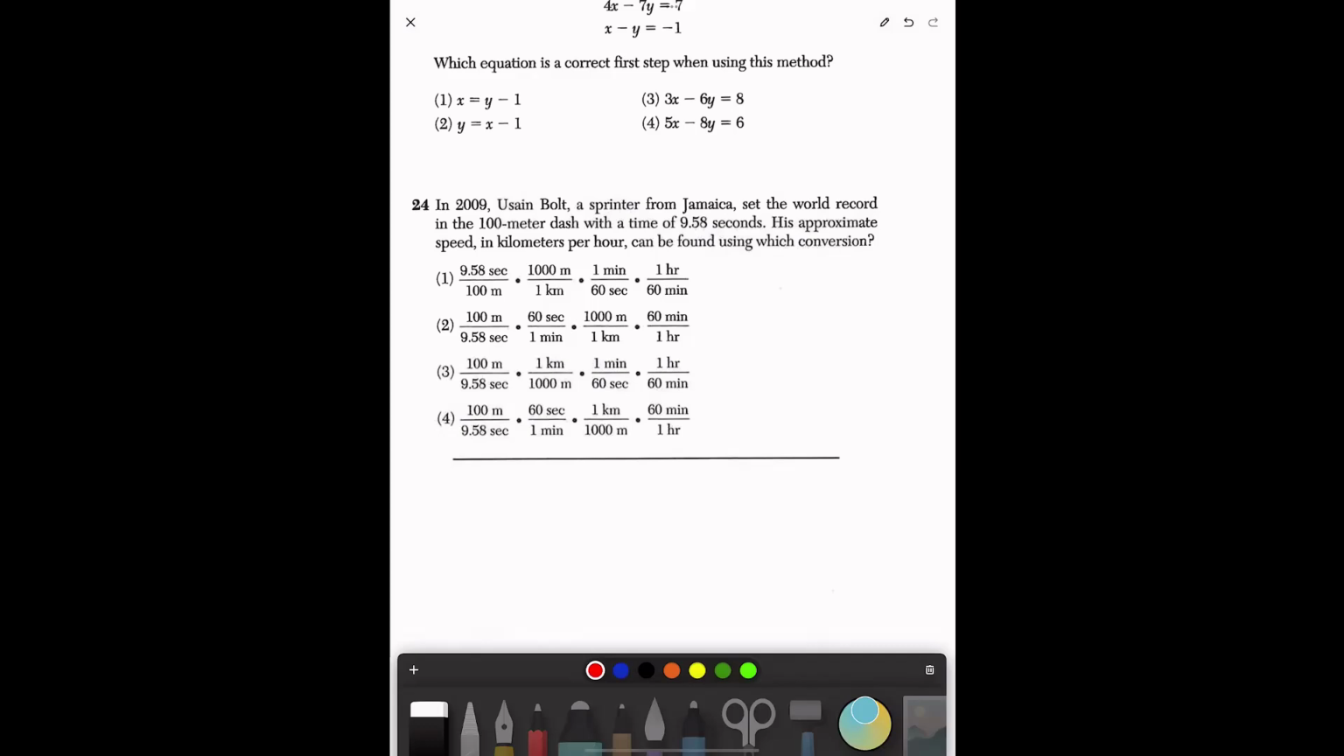Last one from the multiple choice section. And then I'm going to take a break. I think I'll finish this another day.